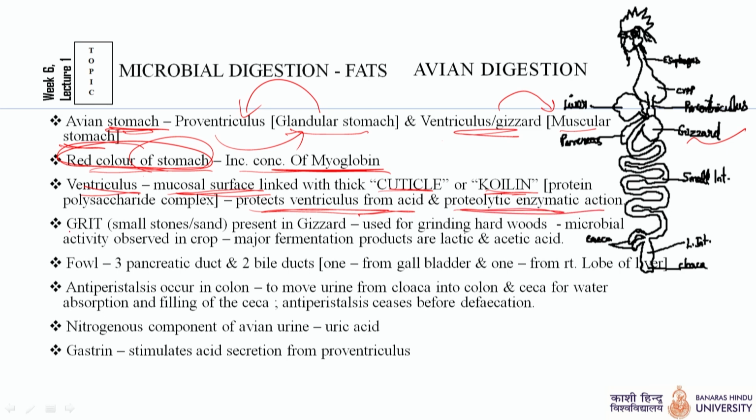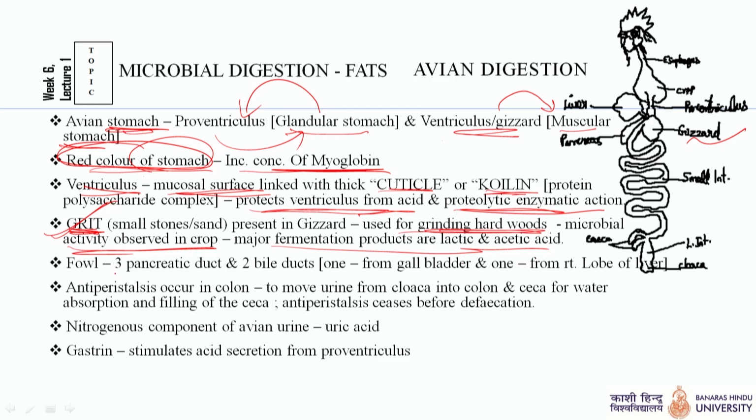Then this gizzard also contains another important feature, that is grit, or small stones or sand. This is used for grinding hard grains, and microbial activity is also observed in the crop, where the major fermentation products are lactic as well as acetic acid. So if you see the ventriculus or gizzard, there are two important aspects. One is the cuticle or koilin, which is for protection, and the next is the grit, which is required for the grinding of hard grains.